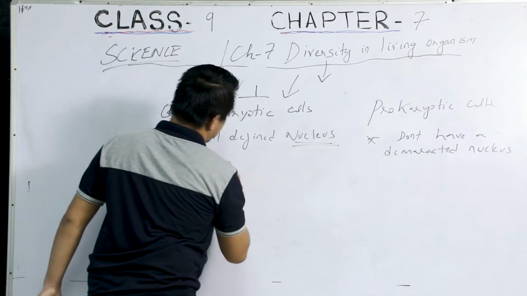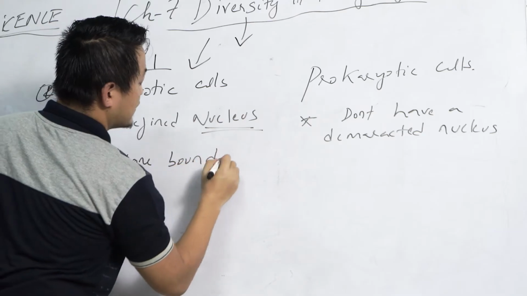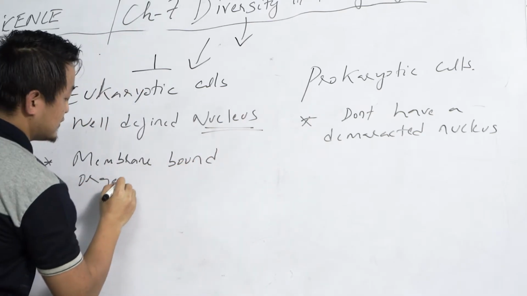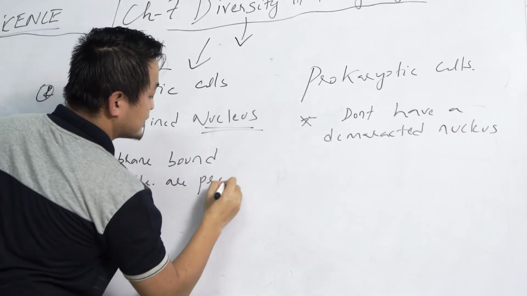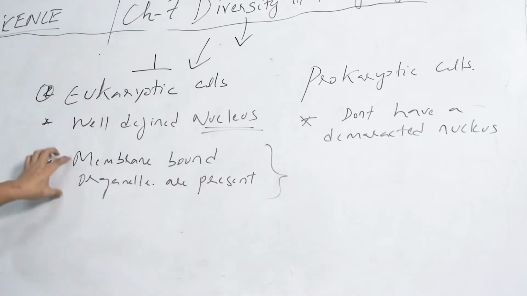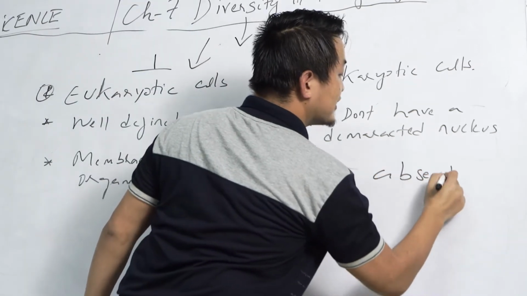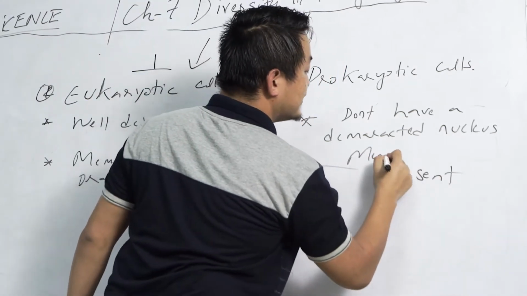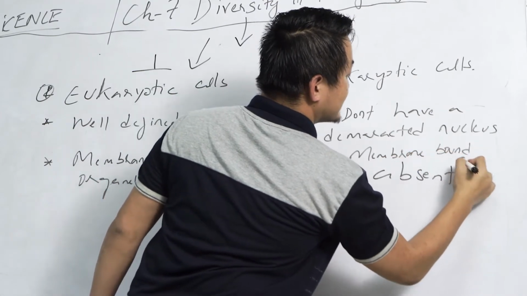Okay, so membrane-bound organelles are present. So these membrane-bound organelles are present in eukaryotic cells, but in prokaryotic cells, this is absent. Okay, what is absent? The membrane-bound organelles are absent. Okay.